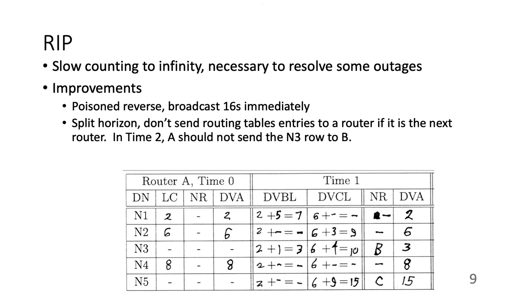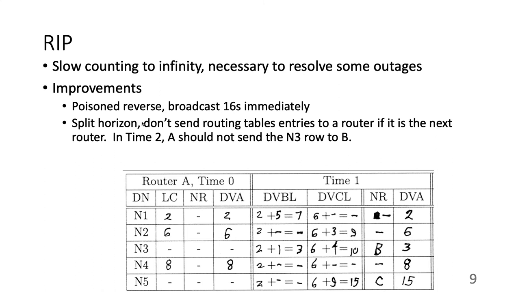So this slow counting to infinity is necessary to resolve some network outages, but people learned over time there were some improvements they could make. Something called poison reverse is an option where when a router learns that it costs 16 to get to a network, it broadcasts that information immediately. It doesn't wait for a 30-second update.